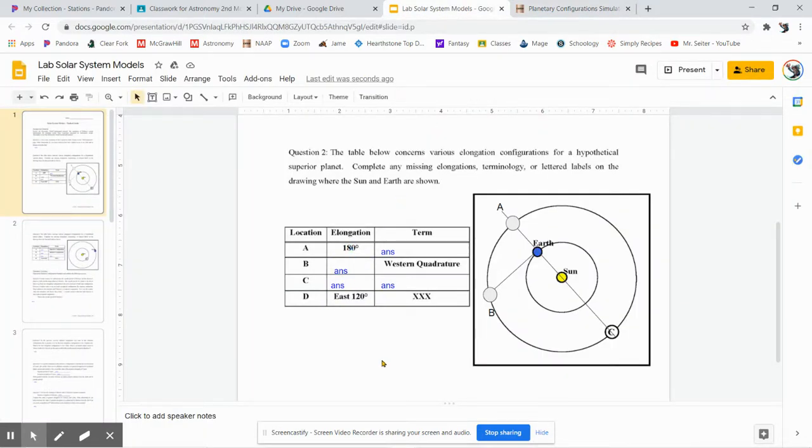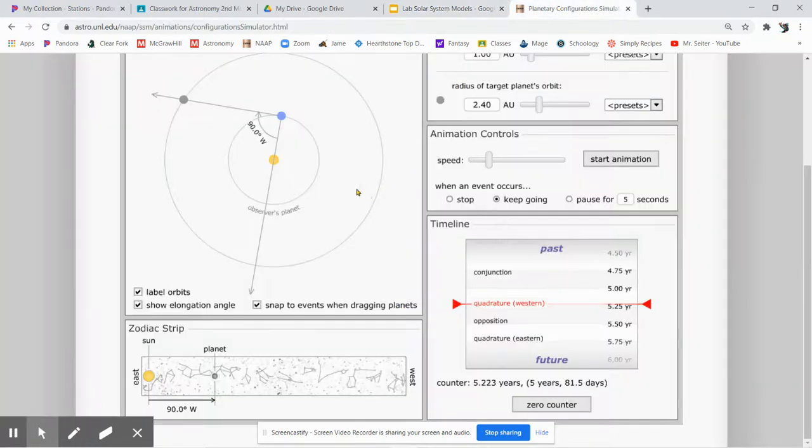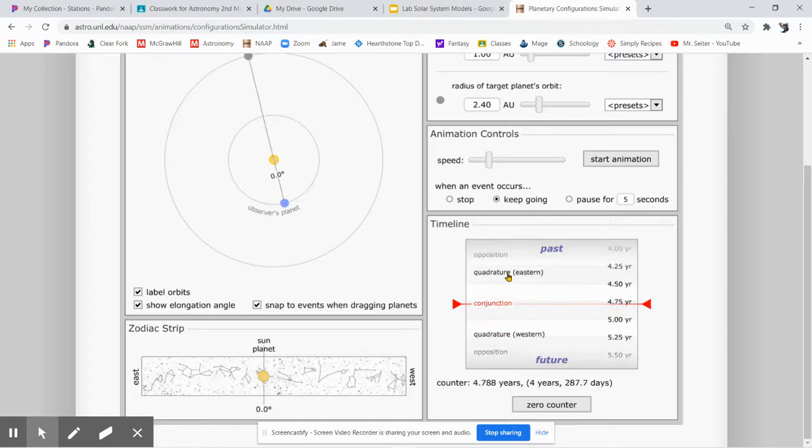C. Uh-oh. Where's C? C's right here. What do we call that? Well, if we don't remember, let's take a look. Let's go back to where we were at conjunction.